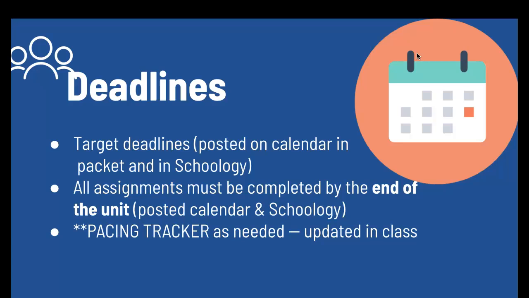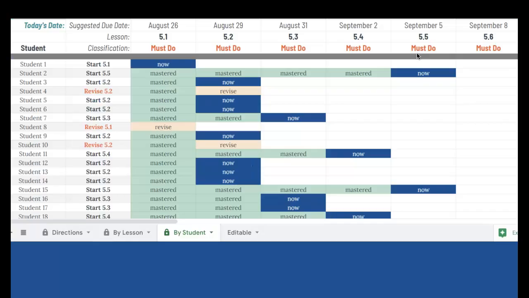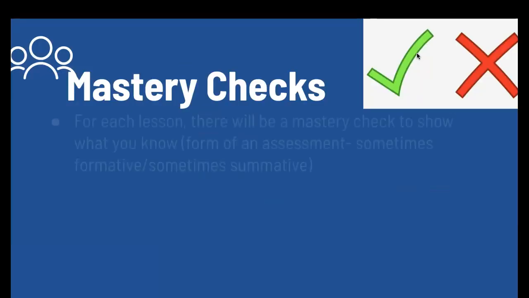A pacing tracker is a visual chart, I'll show you on the next slide, that we will update and use as needed. It shows what the deadlines are for each lesson, like the first lesson perhaps due, as an example on this screen, August 26th. Looks like everybody's ready to move on except maybe student 8 who might have been absent and now is ready. So you see where that's at. It depends on the lessons to see if we need to use that or not, and we can decide that as a class.